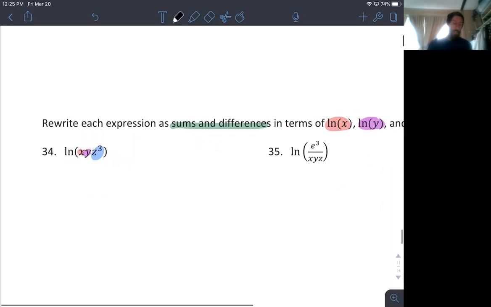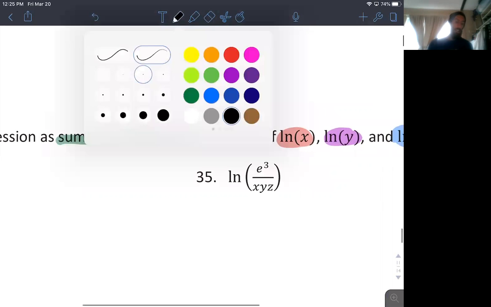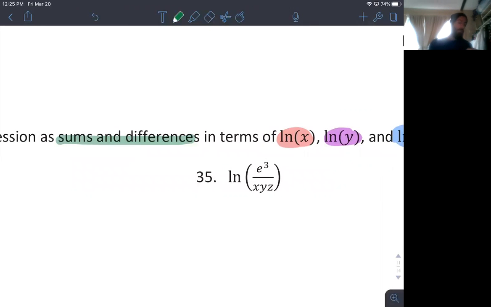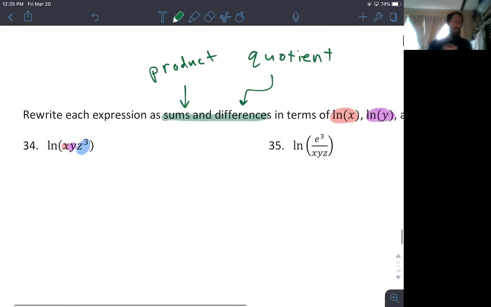So what we're going to do here is rely on our properties of logarithms. Specifically, when I think of sum and difference, I think of the product property of logs. And the difference, well, the opposite of a sum is a difference. Therefore, the opposite of a product is a quotient, aka the opposite of multiplication is division. Quotient is our name for division. So these are going to be our properties of logarithms here.